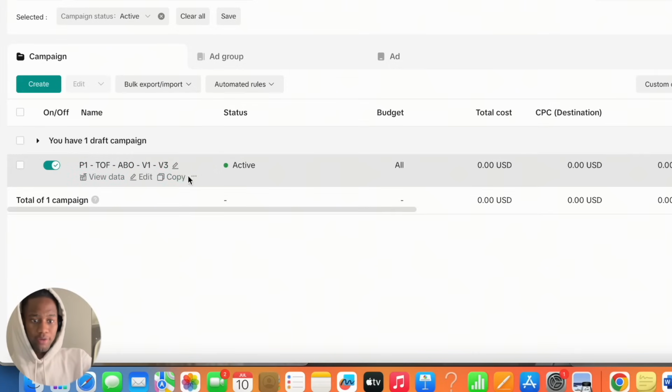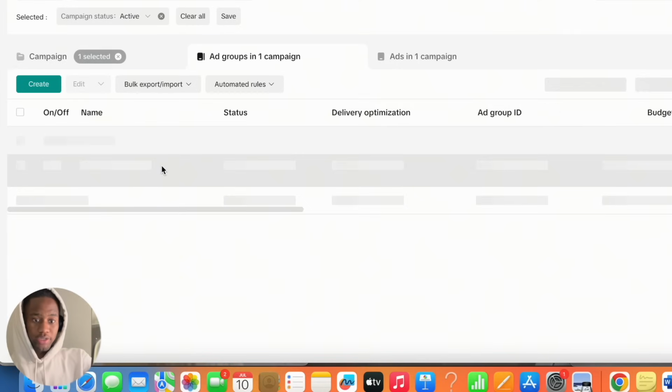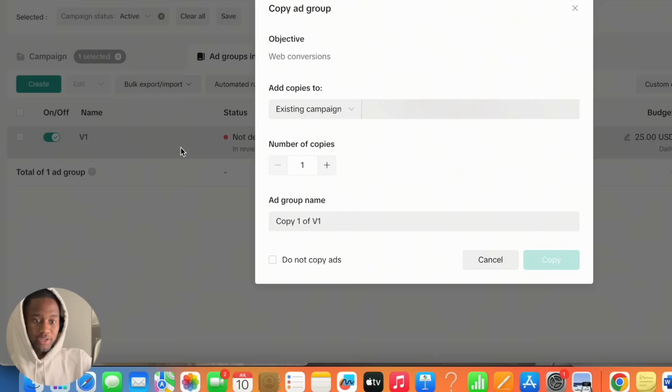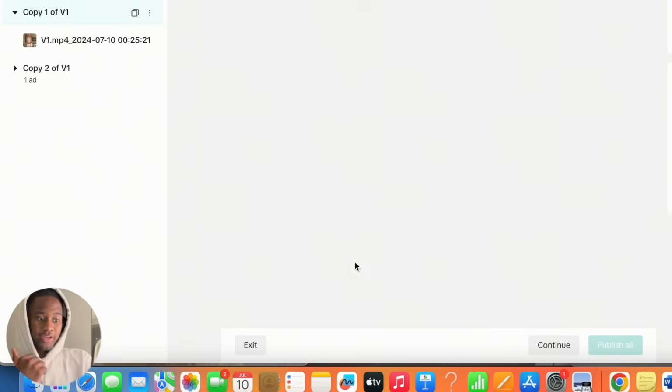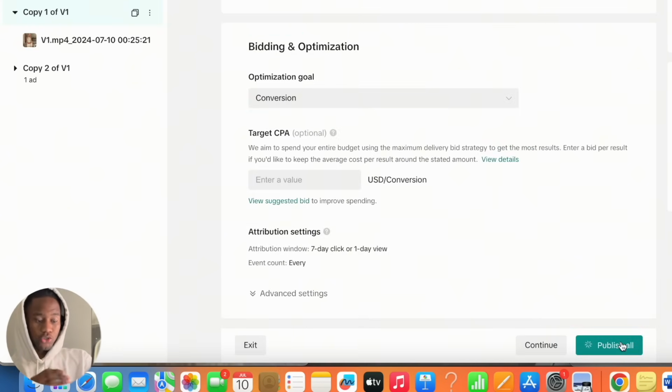Product 1, top of funnel, ABO V1 to V3. So what do I do? Click on the campaign. Then I'm going to come over here to the ad group level, click copy, and I'm going to copy this 2 more times, right? Because we have 2 more ads that we need to test. So copy the 2 ads, do the exact same thing, and then click publish for all of these ads, right? Publish all these ads again.